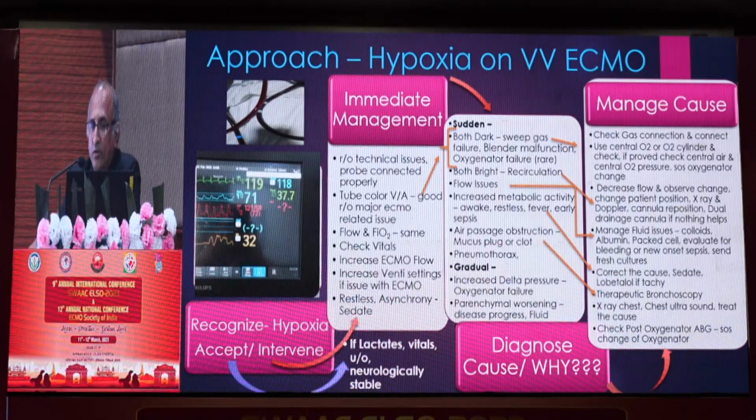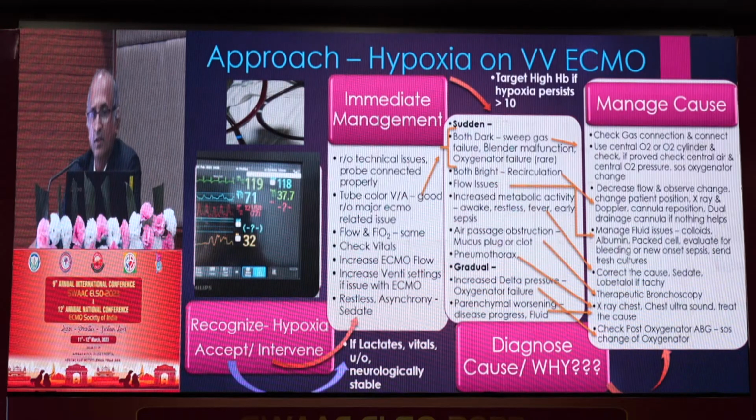The lung-related causes can be an obstruction of mucous flow, then probably we might have to think about doing bronchoscopy. If there's a pneumothorax, we might have to put an ICD. But you have to be careful while putting the ICD because the patient is already going to be on heparin, so you have to decide whether the ICD is absolutely needed or not. Check the delta pressures, then change the oxygenator. And if nothing is going to help, target the hemoglobin on the higher side so that you can improve the oxygen delivery.